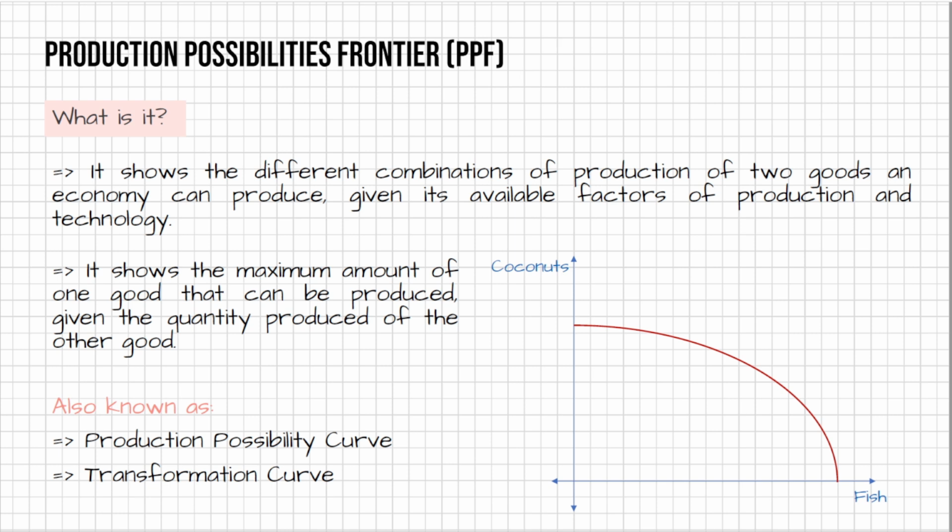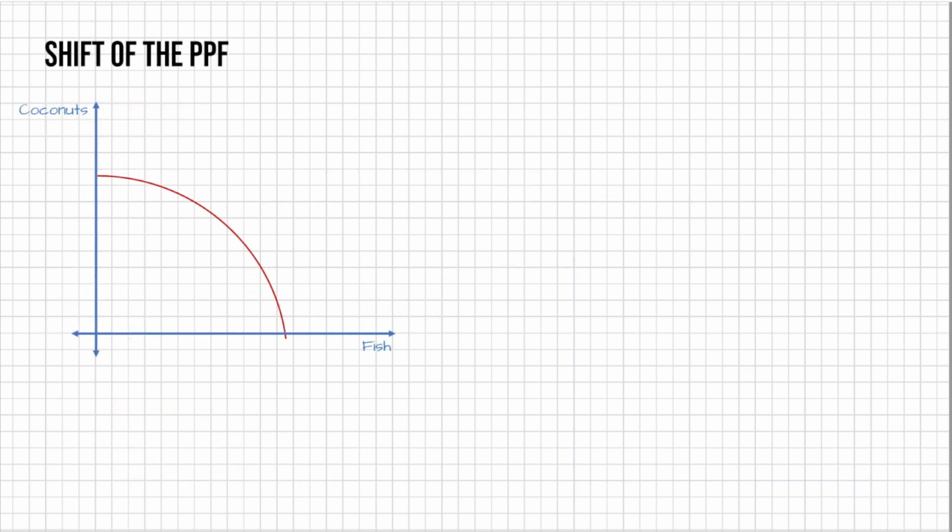In other words, along the PPF, factors of production and technology are fixed. So changes in factors of production or changes in technology are exactly what shift or rotate the production possibilities frontier. Let's start with the shift of the PPF.